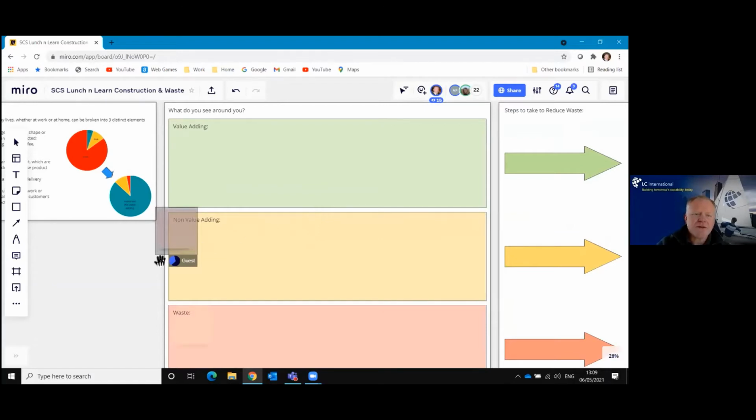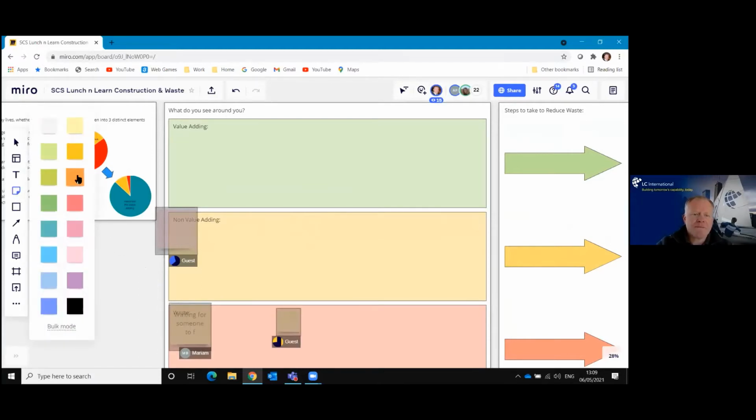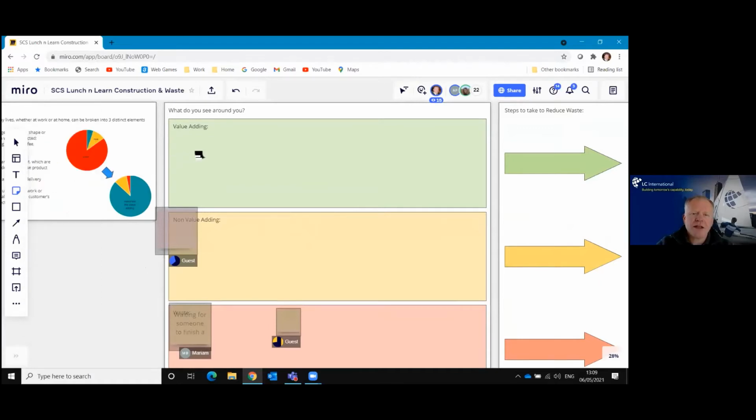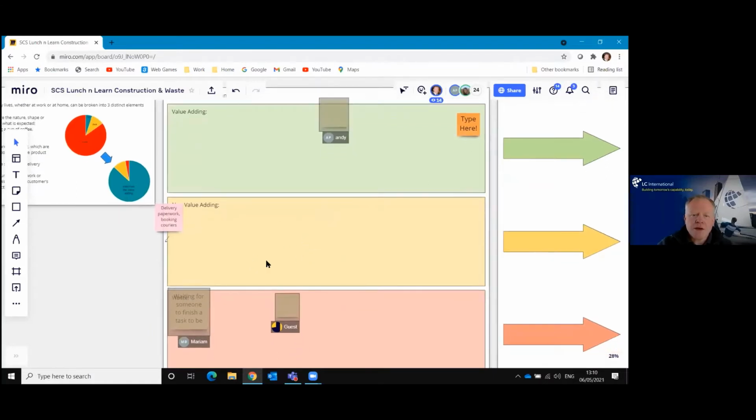So again, for those of you that do access the Miro board, please feel free to select a post-it note from the left-hand side, identify the colour you'd like to use, and place it where you'd like to type your information. And then you can move that post-it note around very easily to where you want to place it on the board.